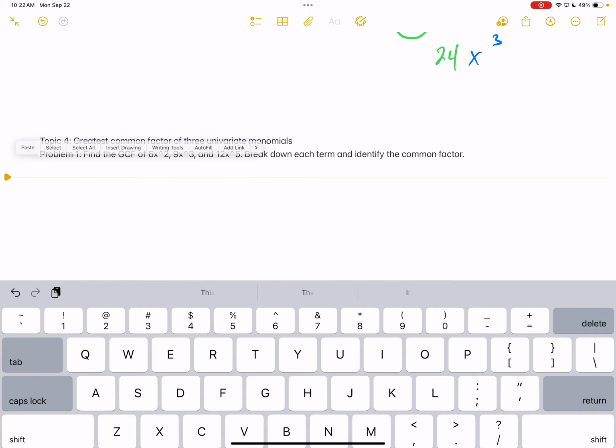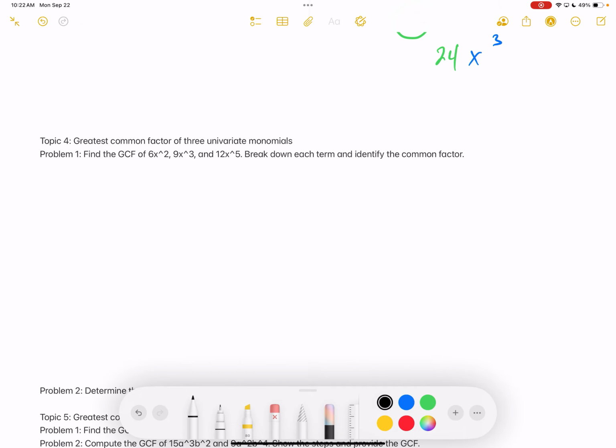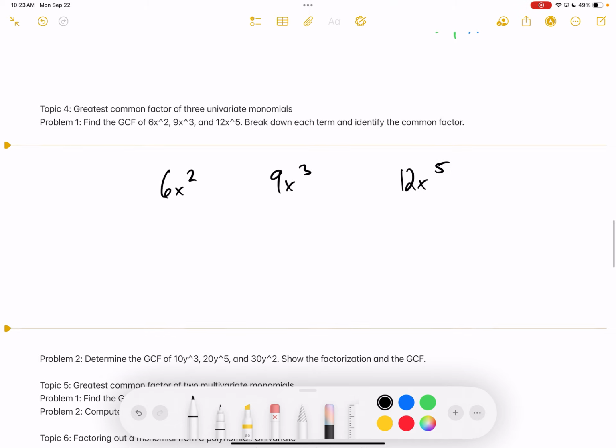All right, what if you have 3 of them? Same idea works here. Same idea, what 6, 9, and 12. The biggest number I can take from there is 3. And you take the smallest exponent. And again, that whole dividing it out, that's really just to check your answer to make sure it's right. You don't have to go through that every time.